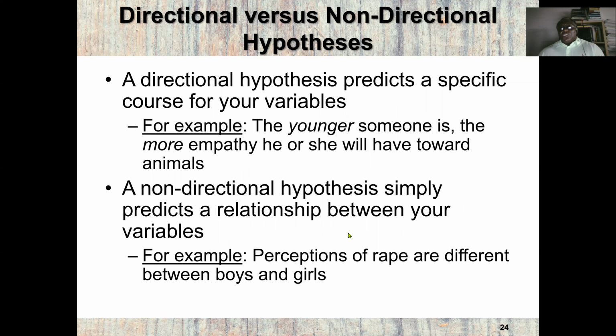Then we have the directional versus non-directional hypothesis. So a directional hypothesis predicts a specific cause for your variables. So for example, the younger someone is, the more empathy he or she will have toward animals. So this is again very direct. Then a non-directional hypothesis simply predicts the relationship between your variables. So for example, perceptions of rape are different between boys and girls.